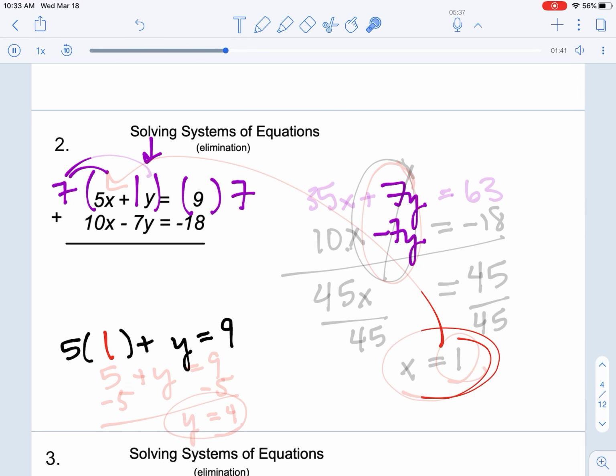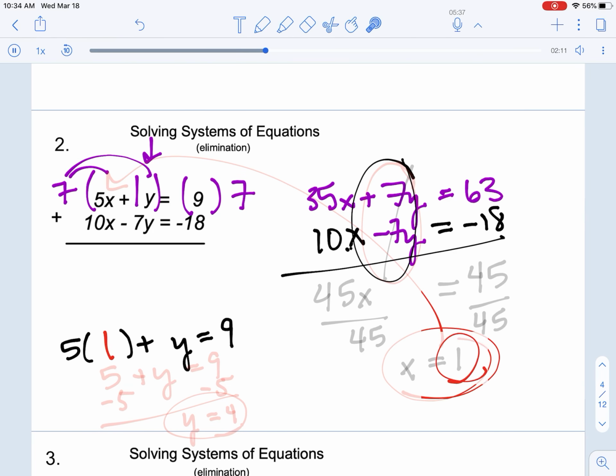Let me go ahead and rewrite this first equation here. Distribute, so 35x plus 7y equals 63. And I'll rewrite that bottom equation. 10x minus 7y equals negative 18. And now I have my pair of opposites and I can solve. You can see I've solved for x, and I'm going to take that x and I can substitute it back in to either one of the original equations and solve for my y.